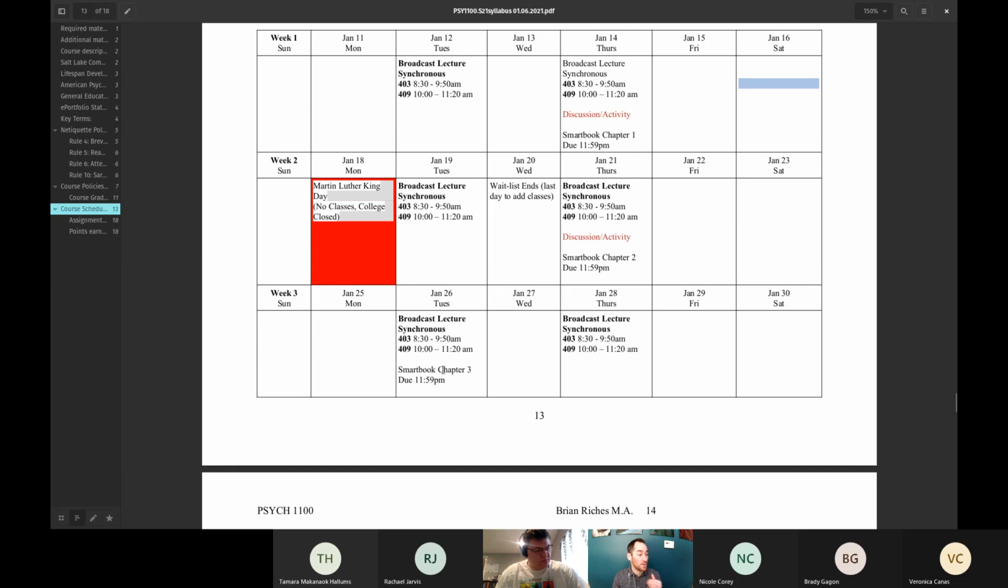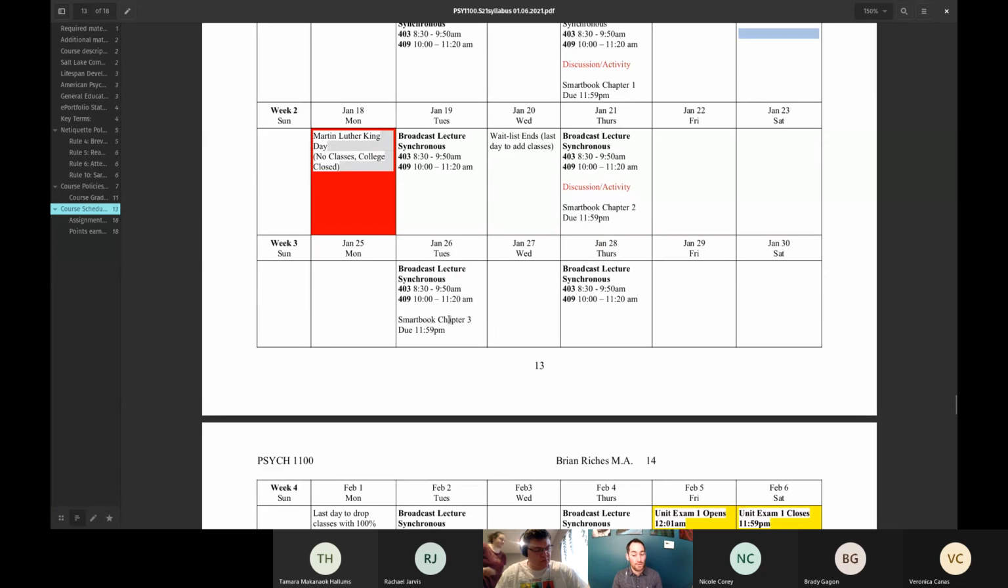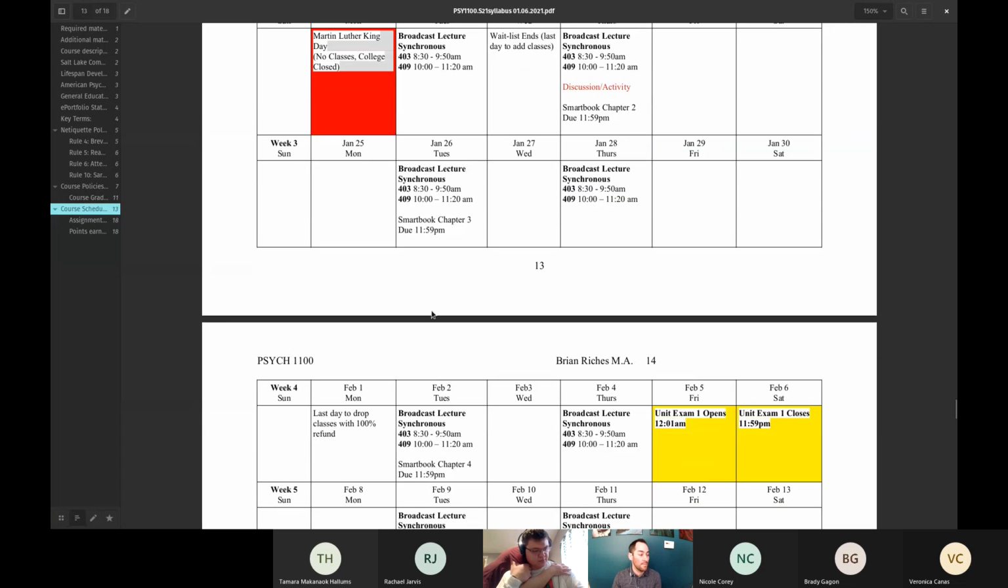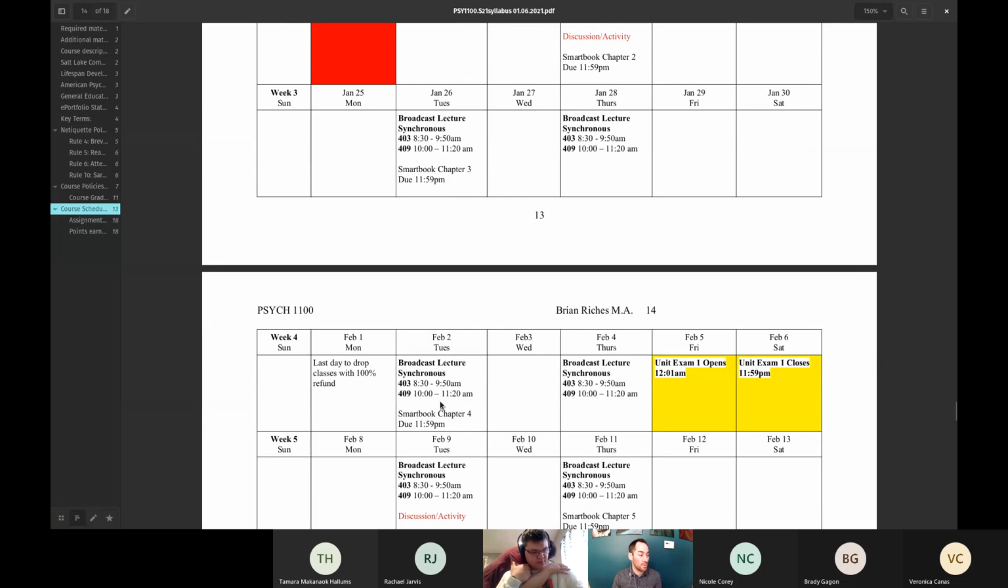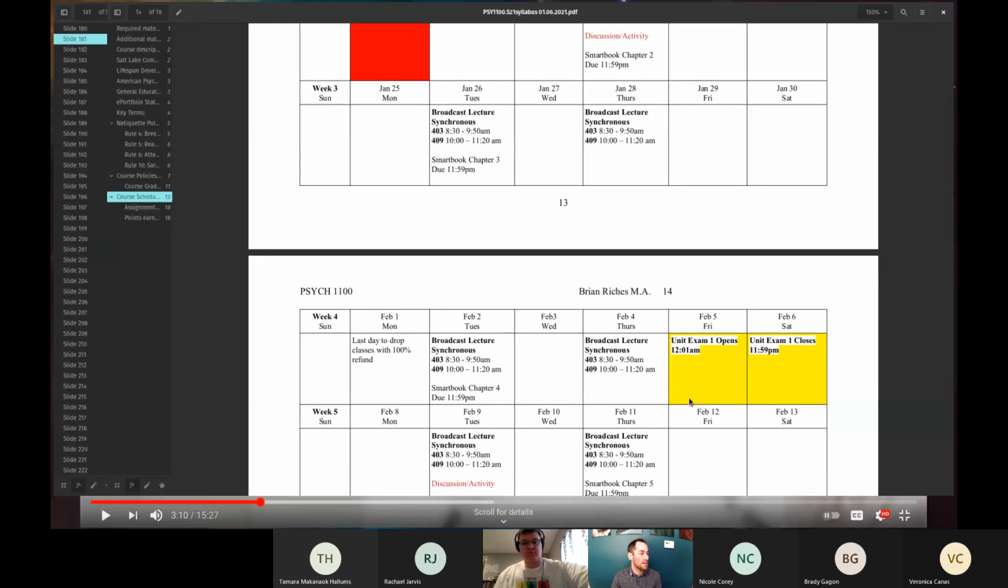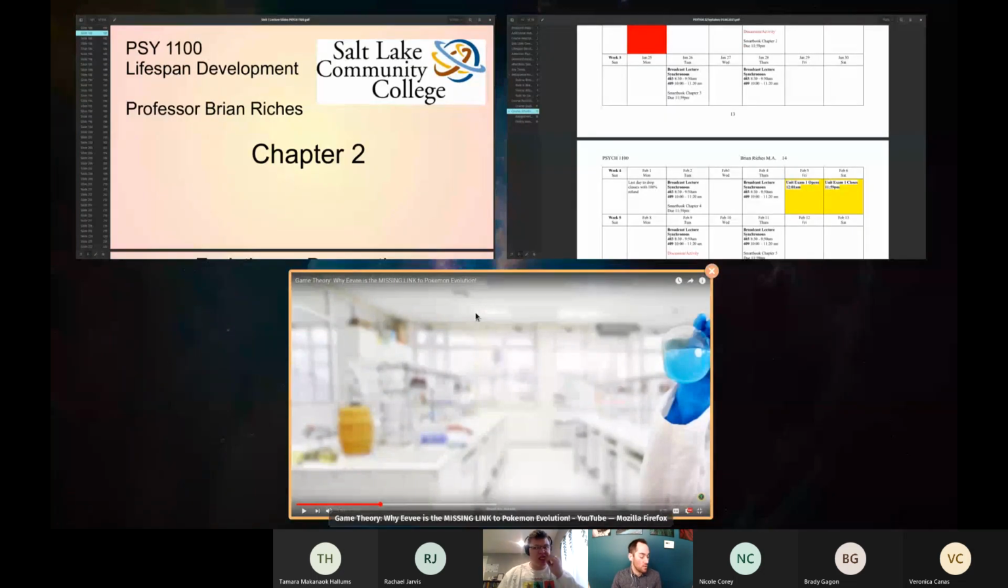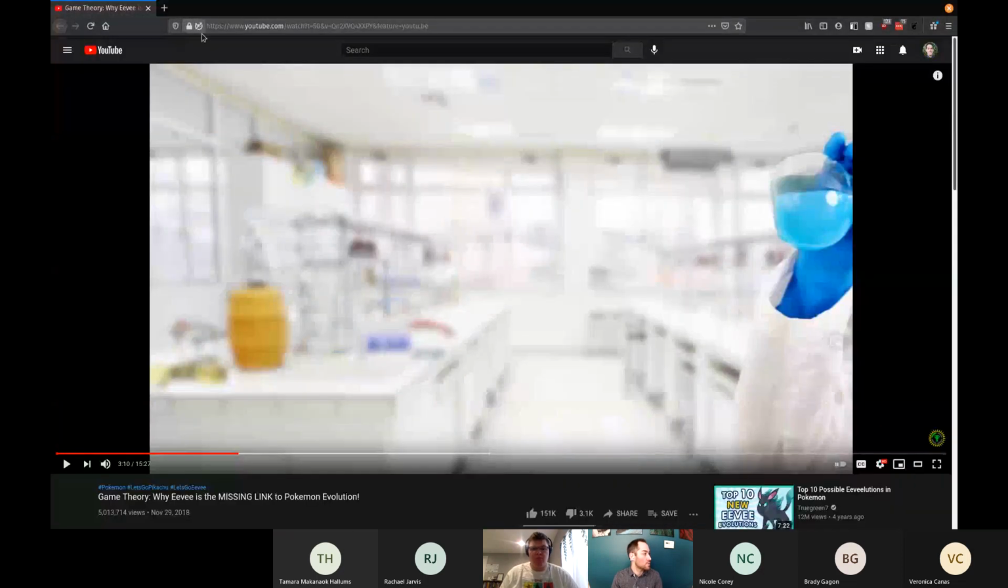Then we're going to have a Smart Book of Chapter 3 right after the weekend. So get done with that or read that over the weekend so you can complete that on Tuesday. And then the last chapter for our unit will be Chapter 4, and our first exam will be coming up at the beginning of February 5th and 6th. So I wanted to give you a little more information about that so you can start to study for it as we are going through.